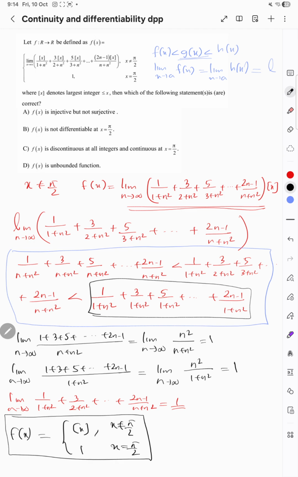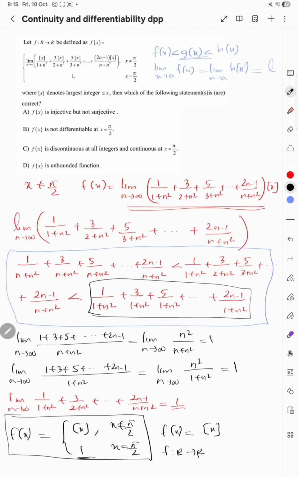Now you tell me, when x is pi by 2, what is f(x)? 1. So I can write this entire function as simply step x. Because f of pi by 2 will be step pi by 2. What is step pi by 2? 1. This is what we have here. So instead of writing this, I can simply write f(x) as step x. Now look at the options. This is our final function.